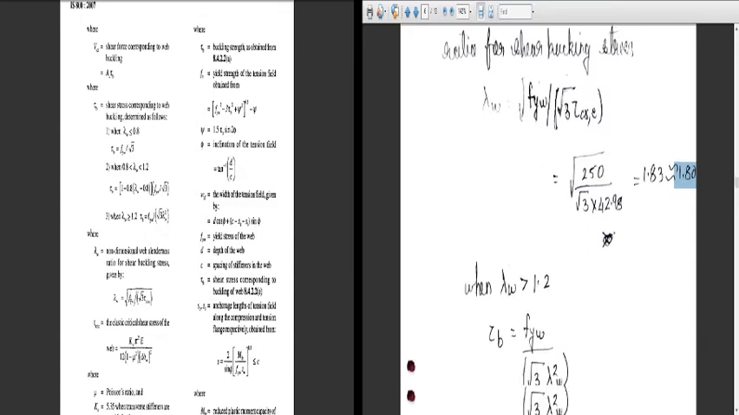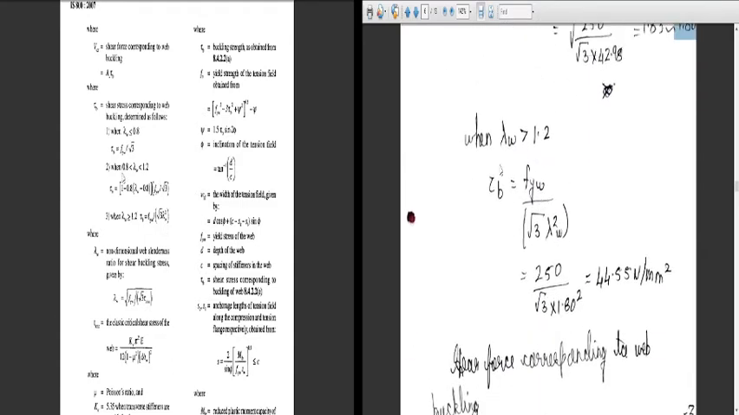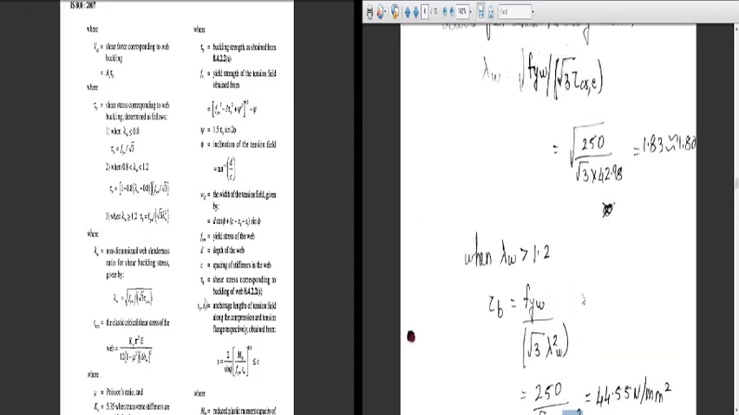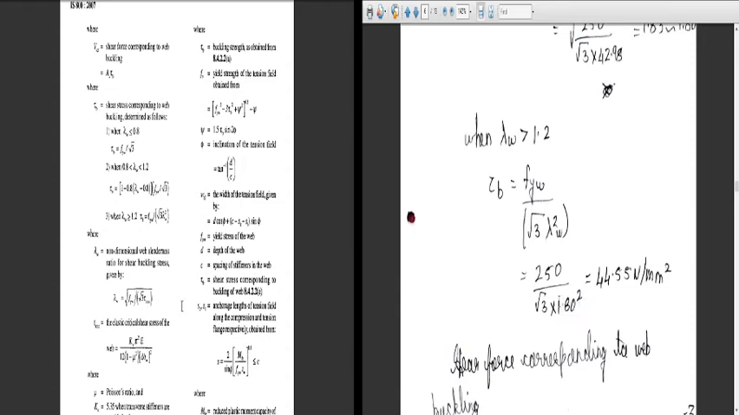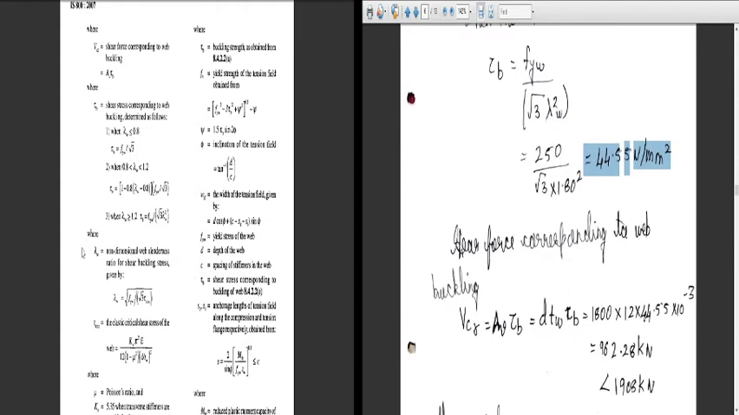As it is greater than 1.2, tau B is equal to FIW divided by root 3 lambda W square. So 250 divided by root 3 into 1.80. We can even substitute 1.83, there is no harm in it, we have only rounded it off. So it is 44.55 Newton per mm square. So we got the value of tau B also. Let us go into the code book, where tau B can be substituted.